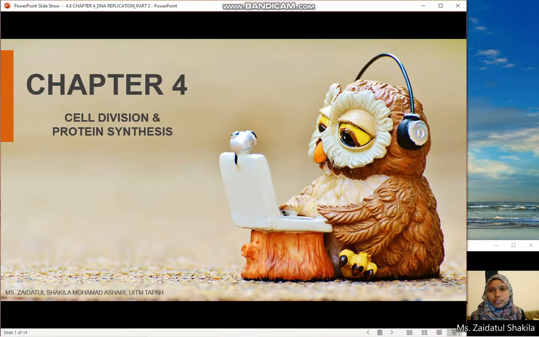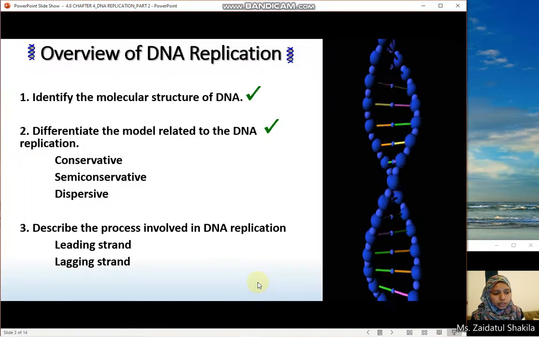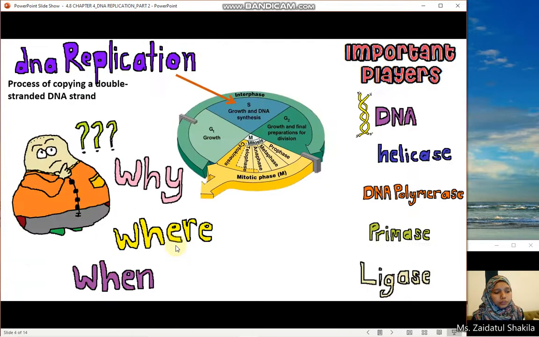Let's continue on learning outcome number 5, which is DNA replication. In this topic, we will discuss the detailed process of DNA replication. DNA replication is a process of copying a double-stranded DNA strand. In the previous video, we already learned the key important players in DNA replication, which is the molecular structure of DNA. Now, we will take a look at the detailed steps of DNA replication, and helicase, DNA polymerase, primase, and ligase are important enzymes during DNA replication.